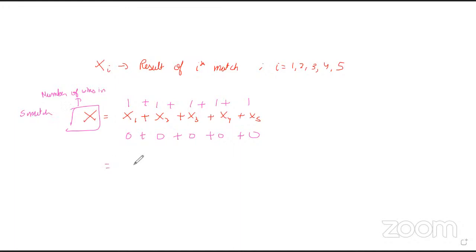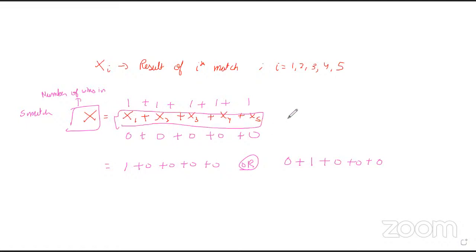Suppose we get only 1 win, then it could be 1 plus 0 plus 0 plus 0. Or another possibility is we have won the second match and lost the others. So all these possibilities are considered in these 5. So we can write the number of wins in 5 matches as this, because whenever it takes the value 1, it means we have won the match. So we can count the number of wins in the 5 matches as the number of ones in these 5 random variables, right? Is this clear or any doubt?